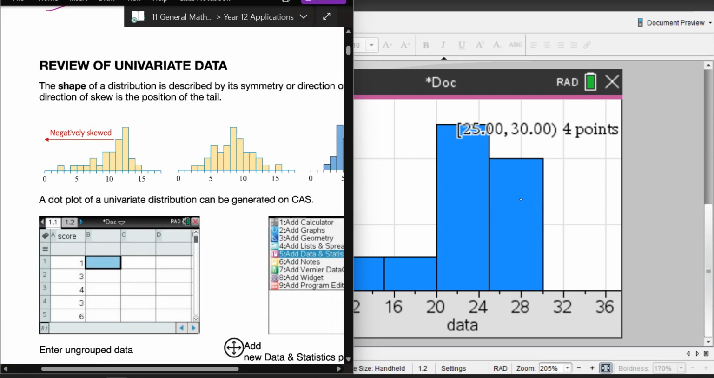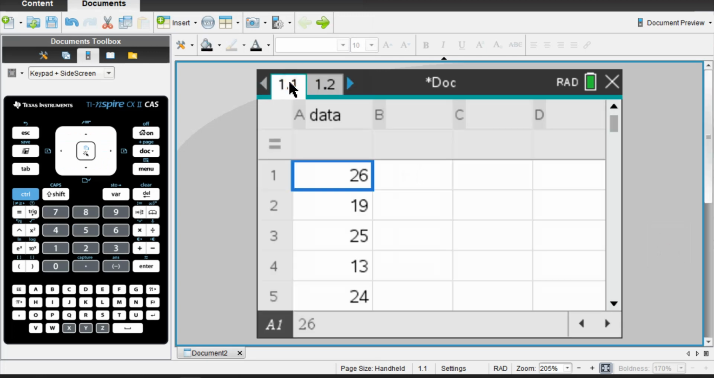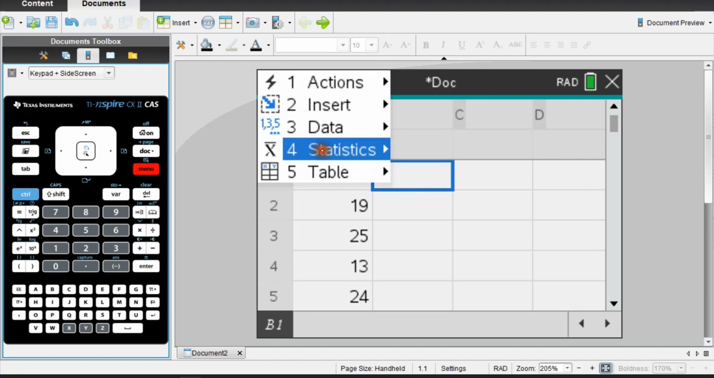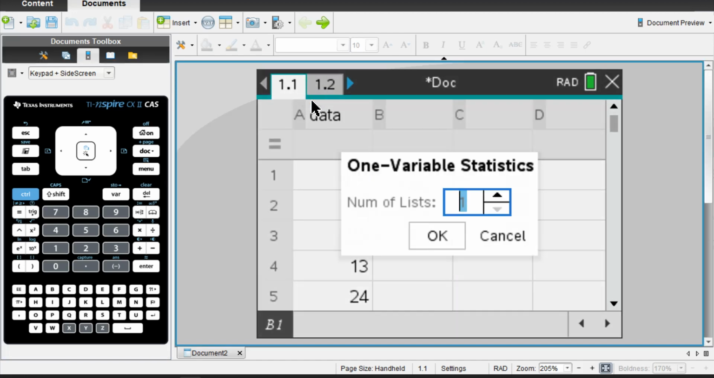Look how the shape looks like most of the data is on the right-hand side, so it'd be negatively skewed. It's not symmetrical. Now let's go back to that menu over here. How do I get, for example, your 5-number summary, your mean, your median, your mode? To do that, we're going to go menu, statistics, stat calculations, and then one variable.